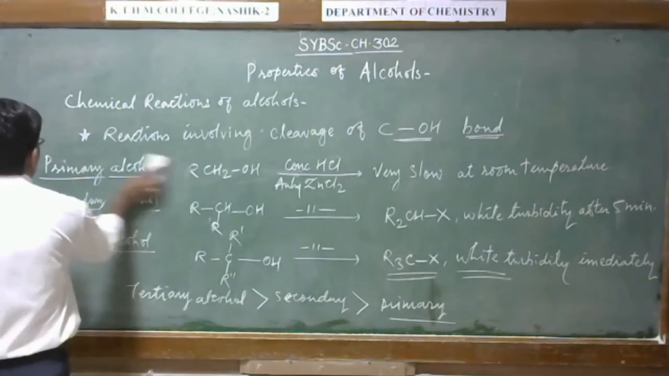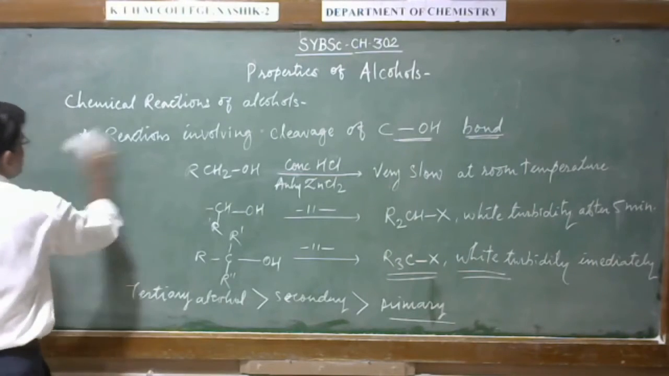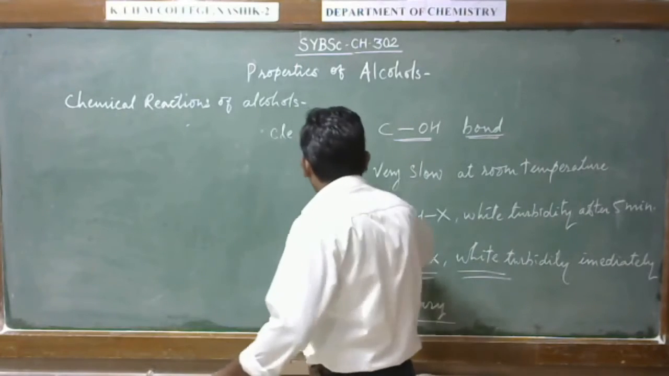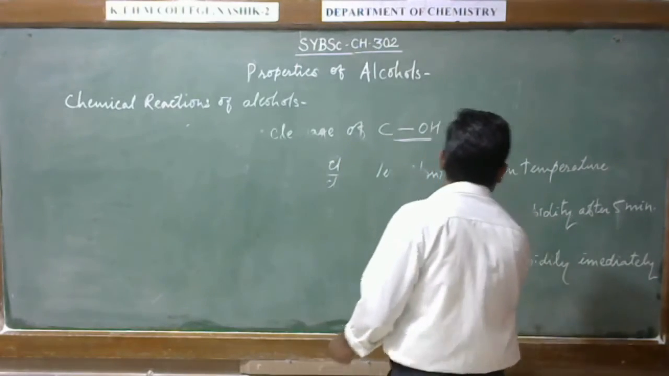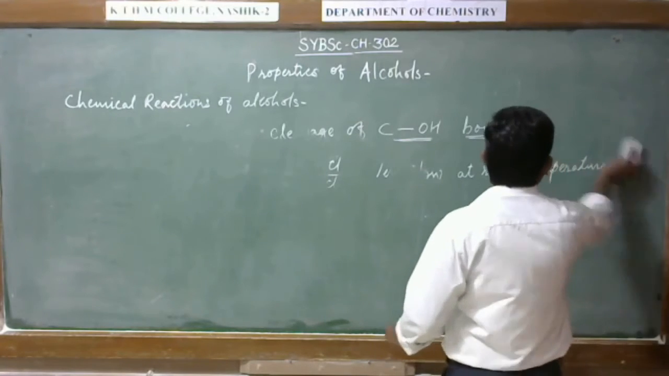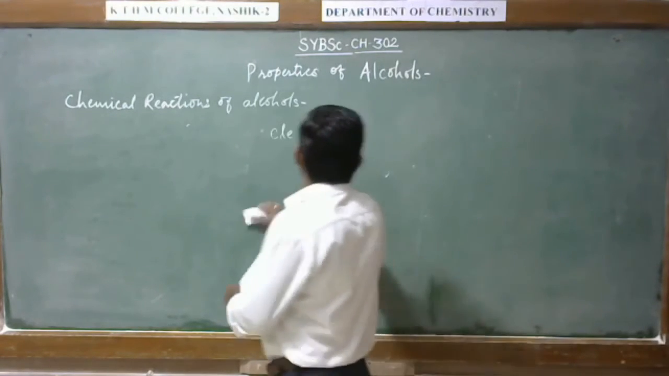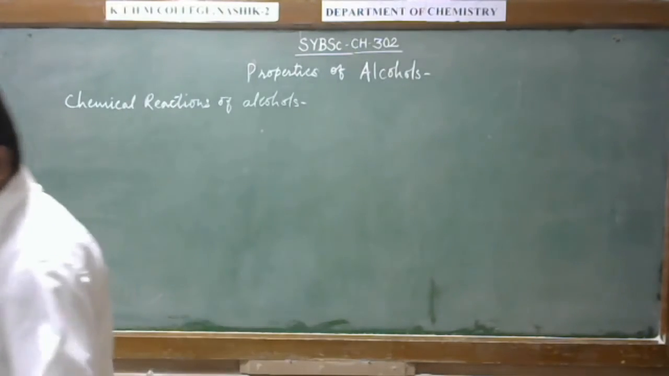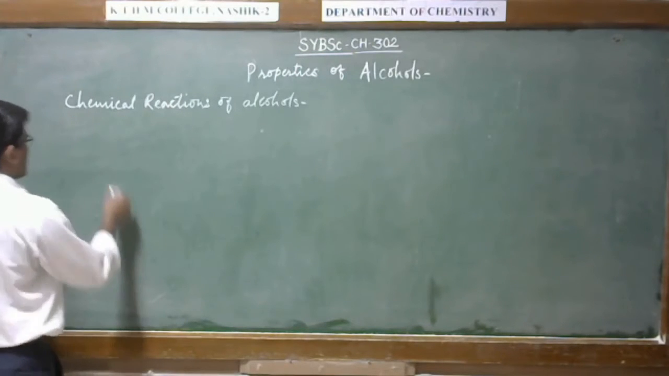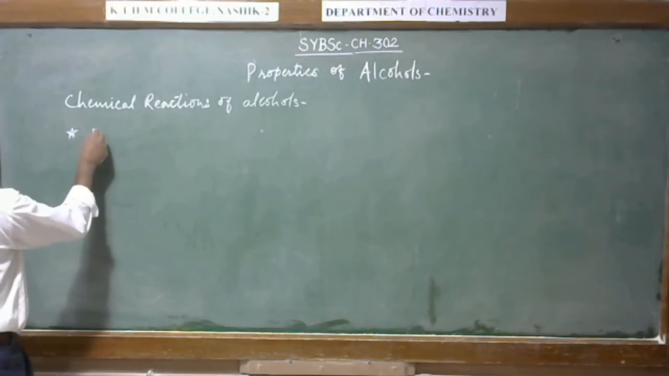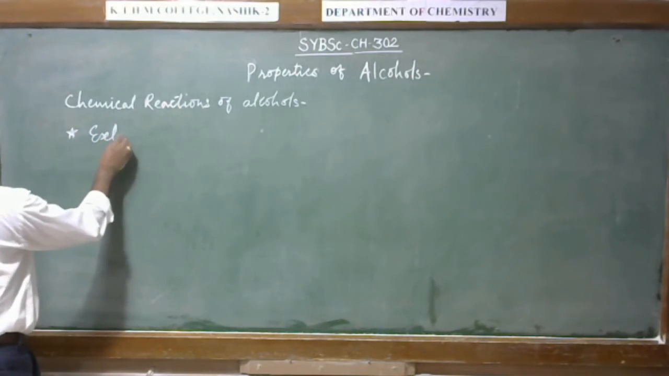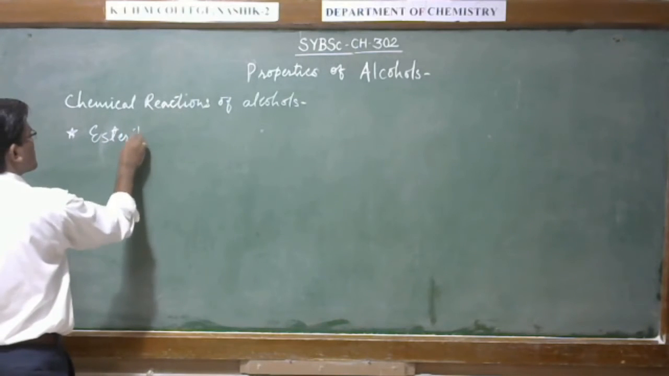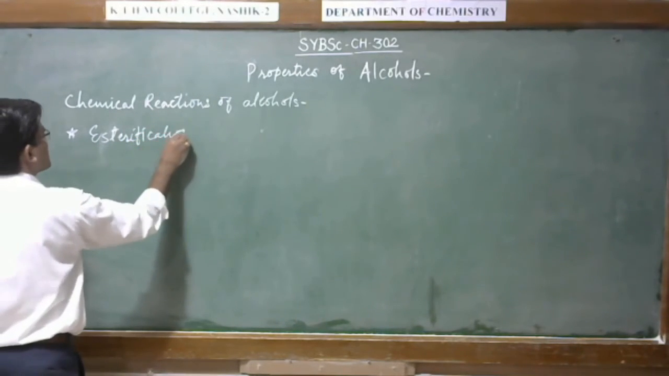So third one is the esterification. When an organic acid, for example acetic acid, reacts with ethanol, it gives the corresponding ester. So the third reaction is esterification.